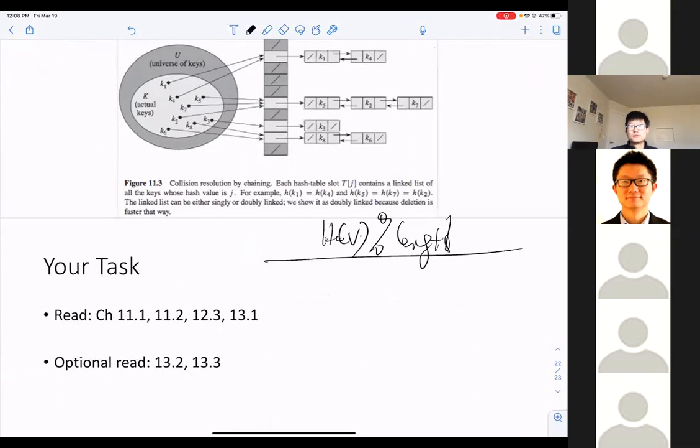Okay, so any questions about how a hash table works?